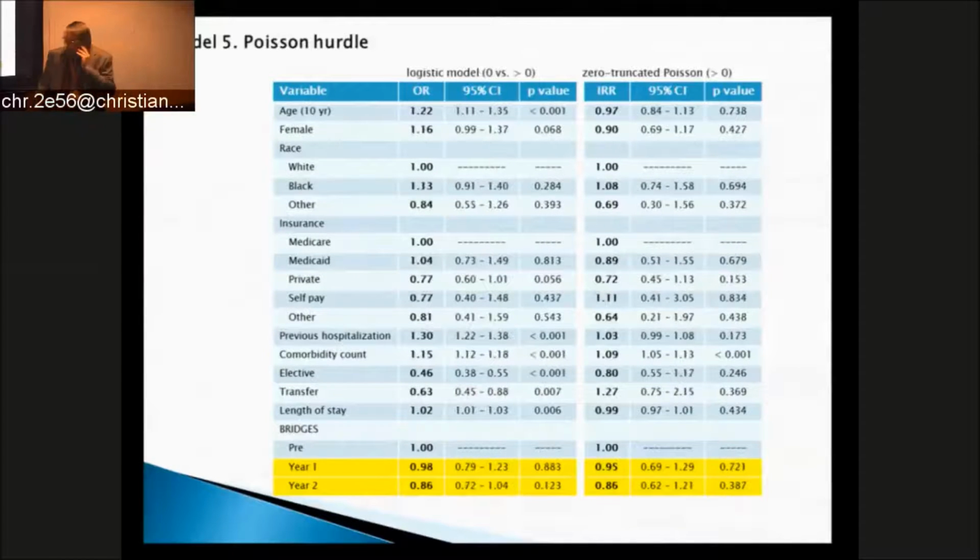Okay, so here is our Poisson hurdle model. So now remember, this is a two-part model. Here we're modeling the 0 versus the non-zero, which is an odds ratio. And here we're doing a zero-truncated model, which does not include 0 anymore. This is just the actual counts, or the non-zero counts. So again, this is fairly similar to what we've seen before, and again, it's not statistically significant. And this is the negative binomial hurdle model.